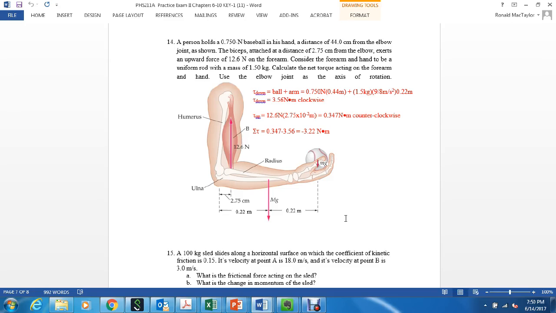The upward torque all comes from the muscle. The muscle is giving us a force of 12.6 newtons. It's located 2.75 times 10 to the negative second meters from the axis of rotation, the elbow there. So that's our upward torque. So when we figure out the net torque, it's going to be positive upward torque minus the downward torque, and we wind up with a net downward torque. This person is not exerting enough force with their muscle to hold their arm and the ball horizontally, and they will rotate down.